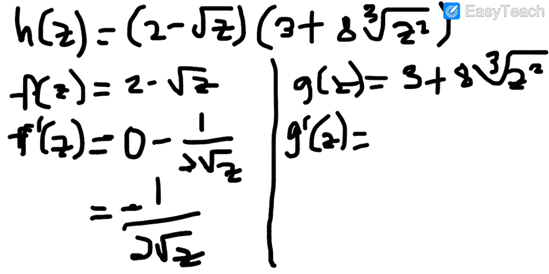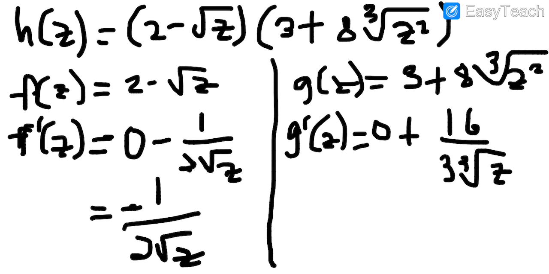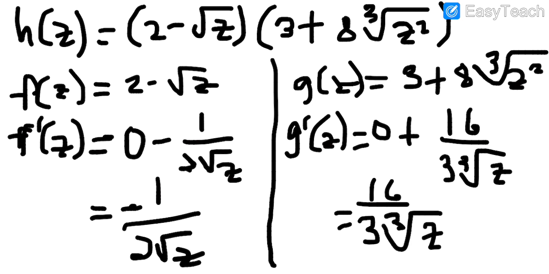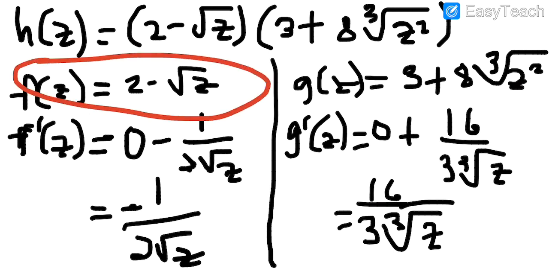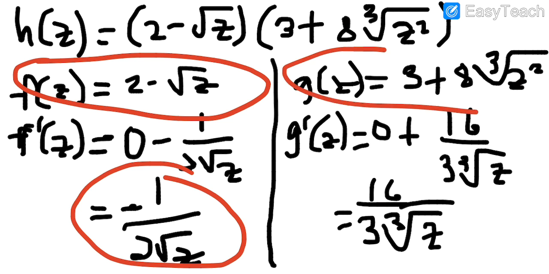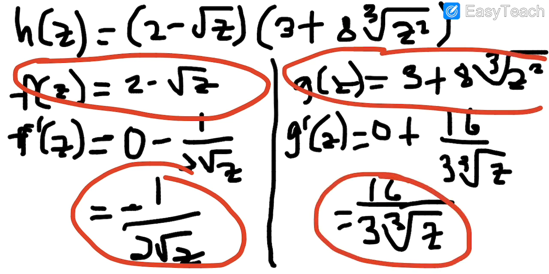Next, let's go and look for the derivative of g of z, or we have g prime of z. Derivative of 3, that is 0, plus we have the derivative of this, that is just equal to 16 over 3 cube root of z, and that is also by power rule. So we get our f of z, f prime of z, g of z, and g prime of z. So let's go and substitute this to our formula.